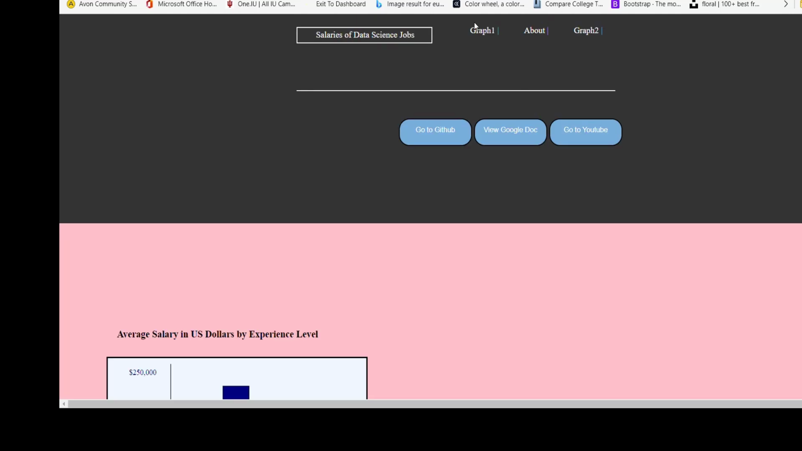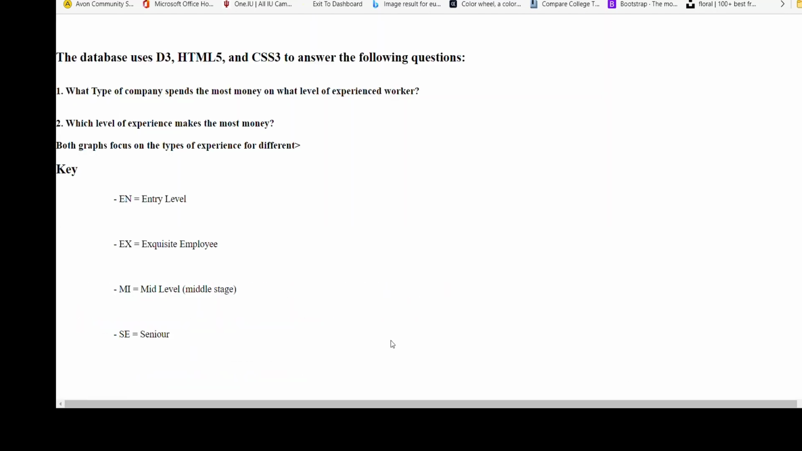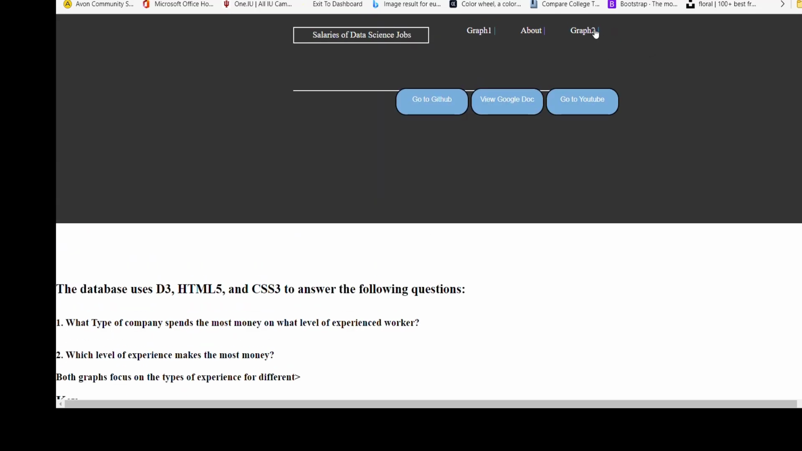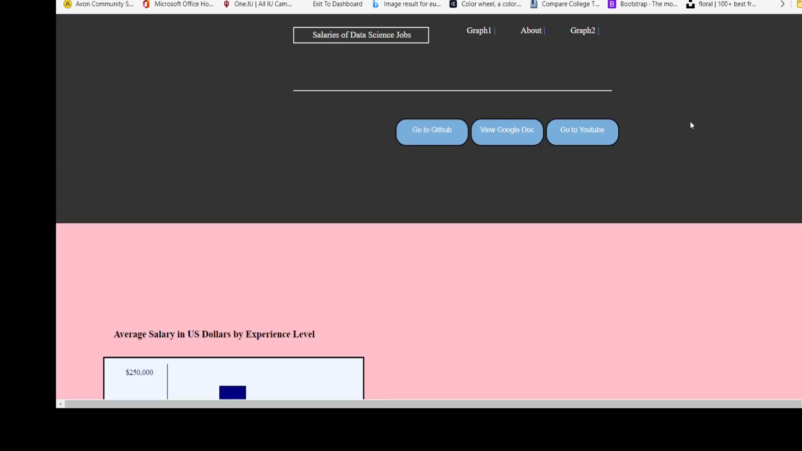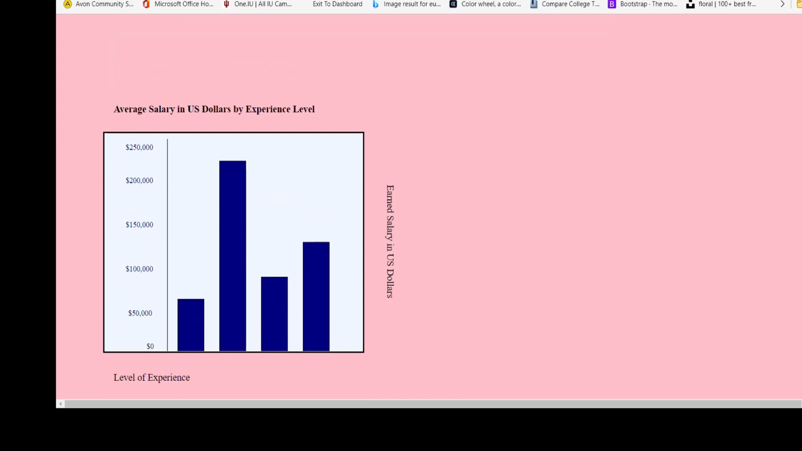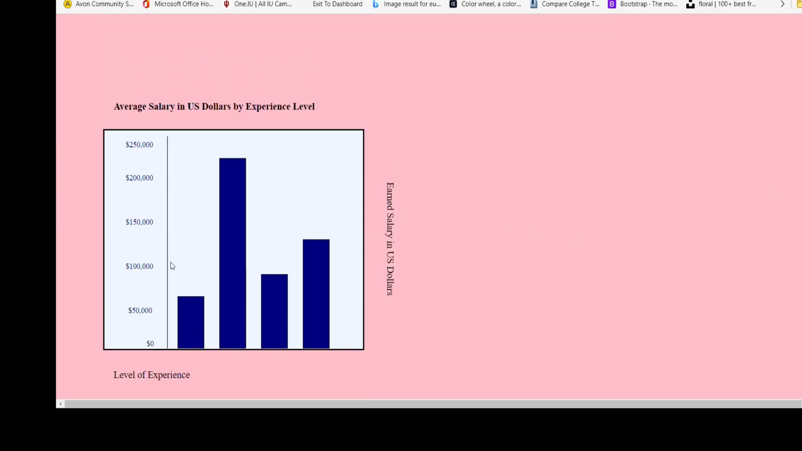Now, let's go to the top and look at my second graph. This graph will be answering which level of experience makes the most money. Both graphs do focus on the same key, so we'll still be keeping in mind entry level, exquisite level, mid-level, and senior level employees when looking at this graph. This graph shows the salary in US dollars by experience level, so that the database shows that exquisite level workers actually earn the most money as an average.